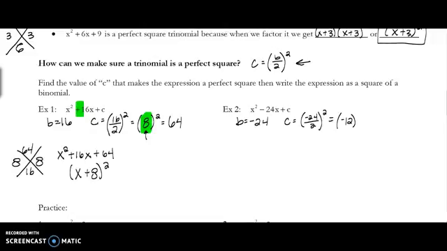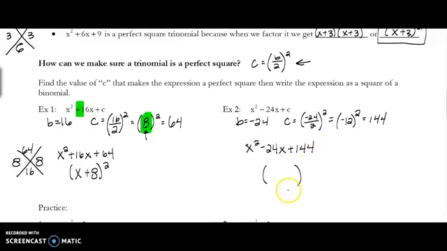And I cannot stress enough how important it is to keep these parentheses. Because when we're squaring, if you do not have those parentheses around when you have a negative, even a positive, keep them there, you're going to get the answer wrong. So please make sure you keep those parentheses. And negative 12 squared inside parentheses is 144. So our answer would be x squared minus 24x plus 144.